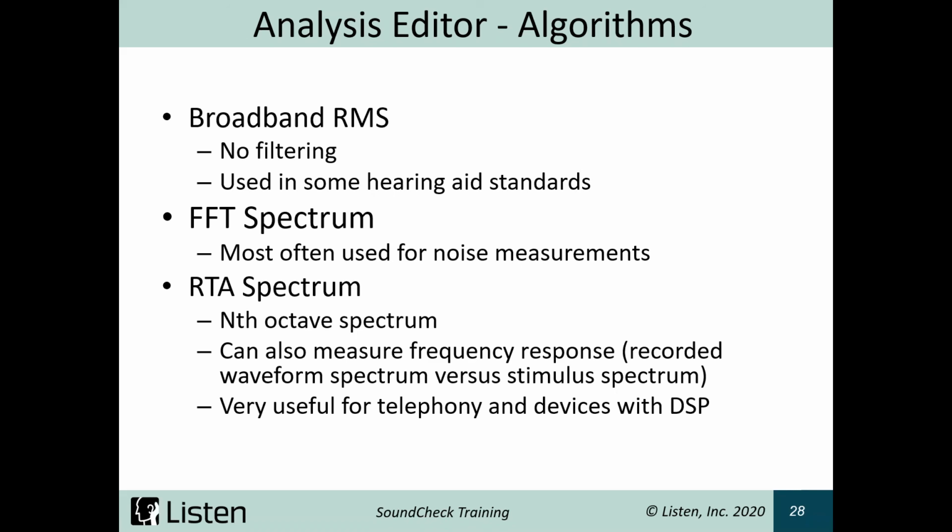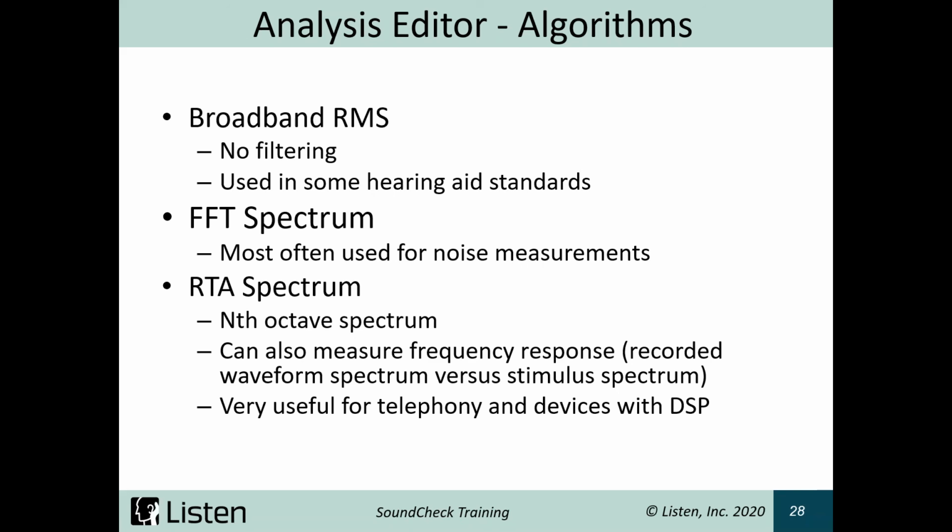Broadband RMS doesn't have any filtering. This is really common in some hearing aid standards. But if you're trying to actually filter out the stimulus versus the noise and make sure you're tracking only what you care about, broadband RMS will be adding more noise than some of the other analysis algorithms.